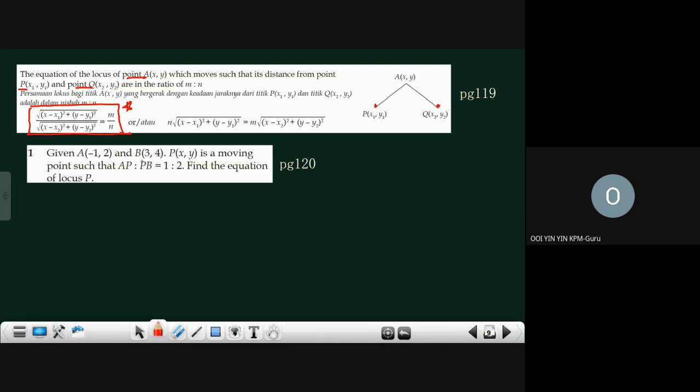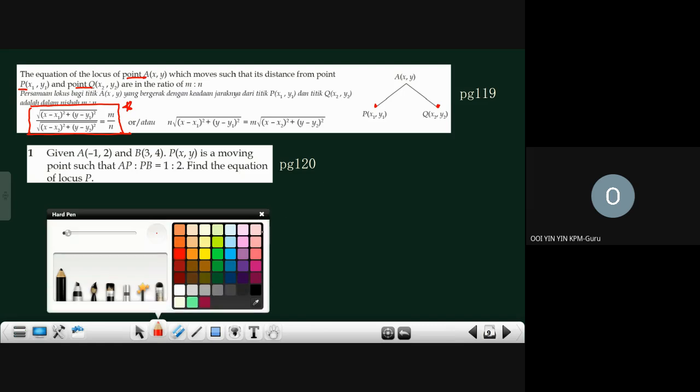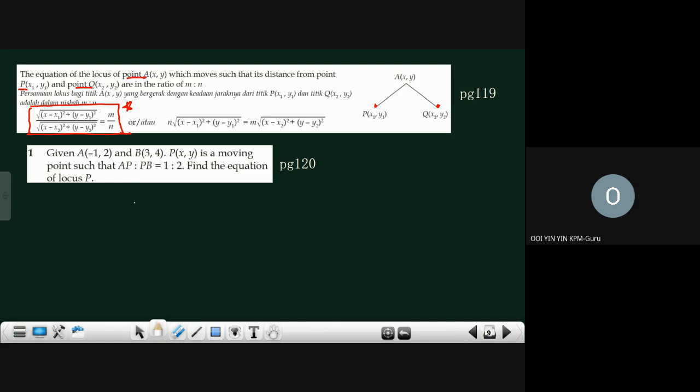Now, look, read out the question. We go directly. We want to use this formula, that I put a star here. Given that A is negative 1, 2, and B is 3, 4, and then P is a moving point, that means P is your locus, such that AP to PB is 1 over 2. So the situation will be like this. AP to PB, we can change to fraction form, is 1 over 2.